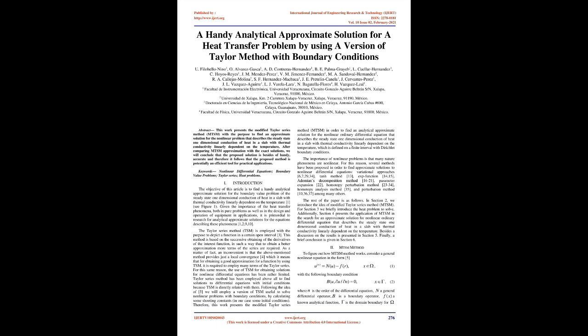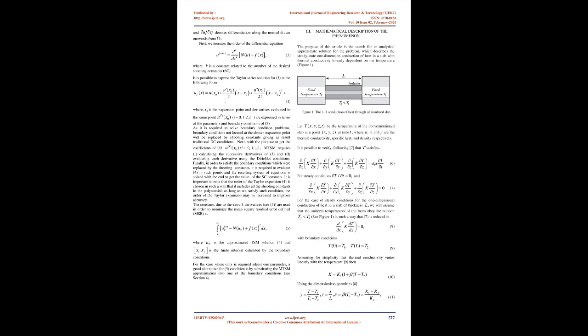The Taylor series method, TSM, is employed with the purpose to depict a function in a certain open interval. This method is based on the successive obtaining of the derivatives of the function of interest, in such a way that to obtain a better approximation more terms of the series are required. As a matter of fact, an inconvenience is that the method provides just a local convergence.